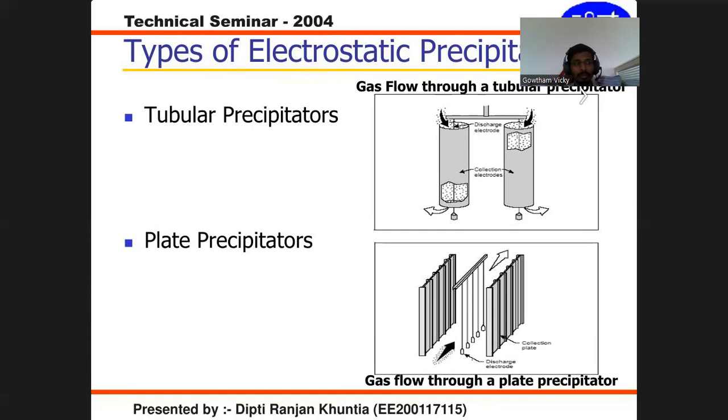Then the types of electrostatic precipitators, that means ESP, are divided into tubular precipitators and plate precipitators, with gas flow through plate precipitators and gas flow through tubular precipitation systems. In this regard, the discharge electrodes and then return electrodes, the discharge electrodes and then collection plates should be used for the different kinds and different material systems.